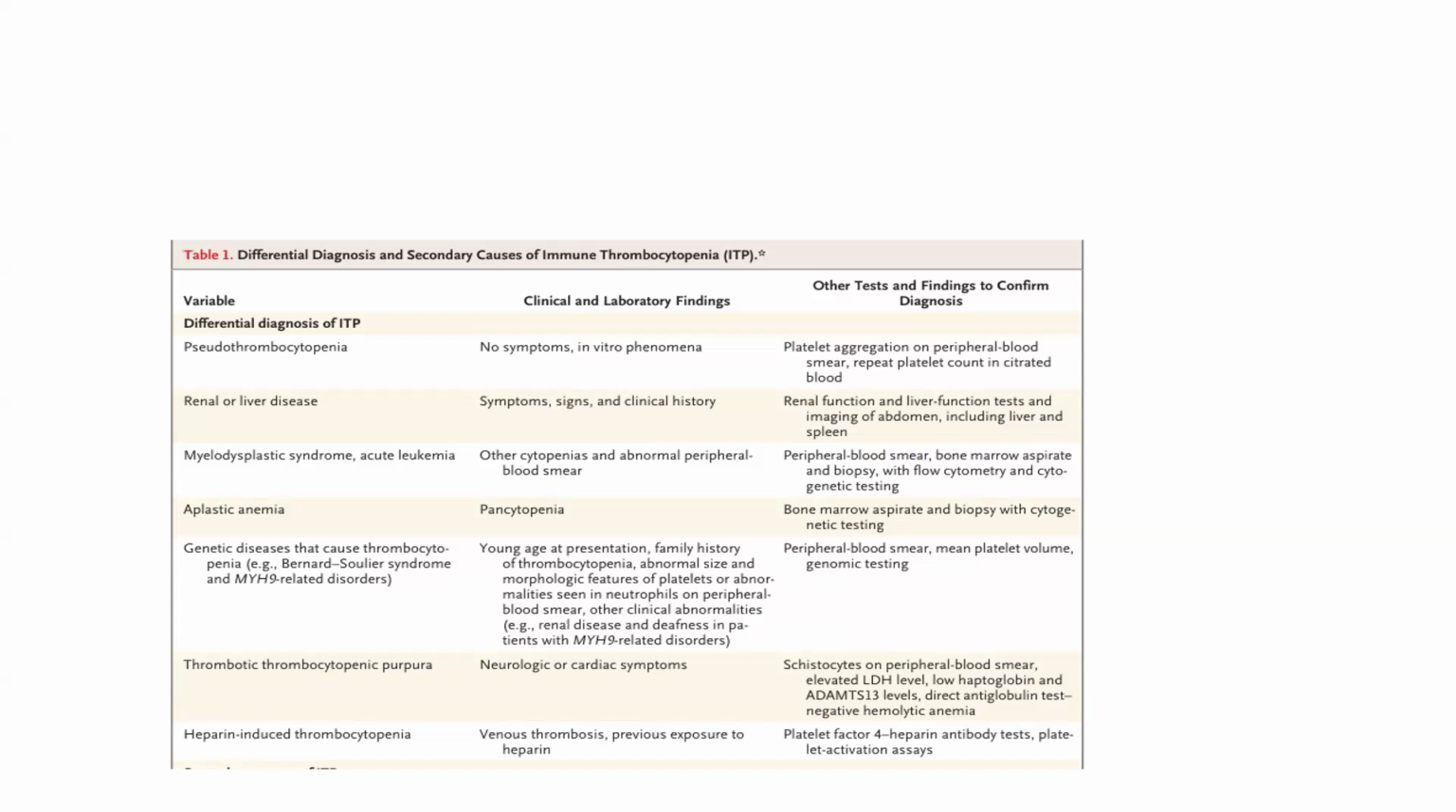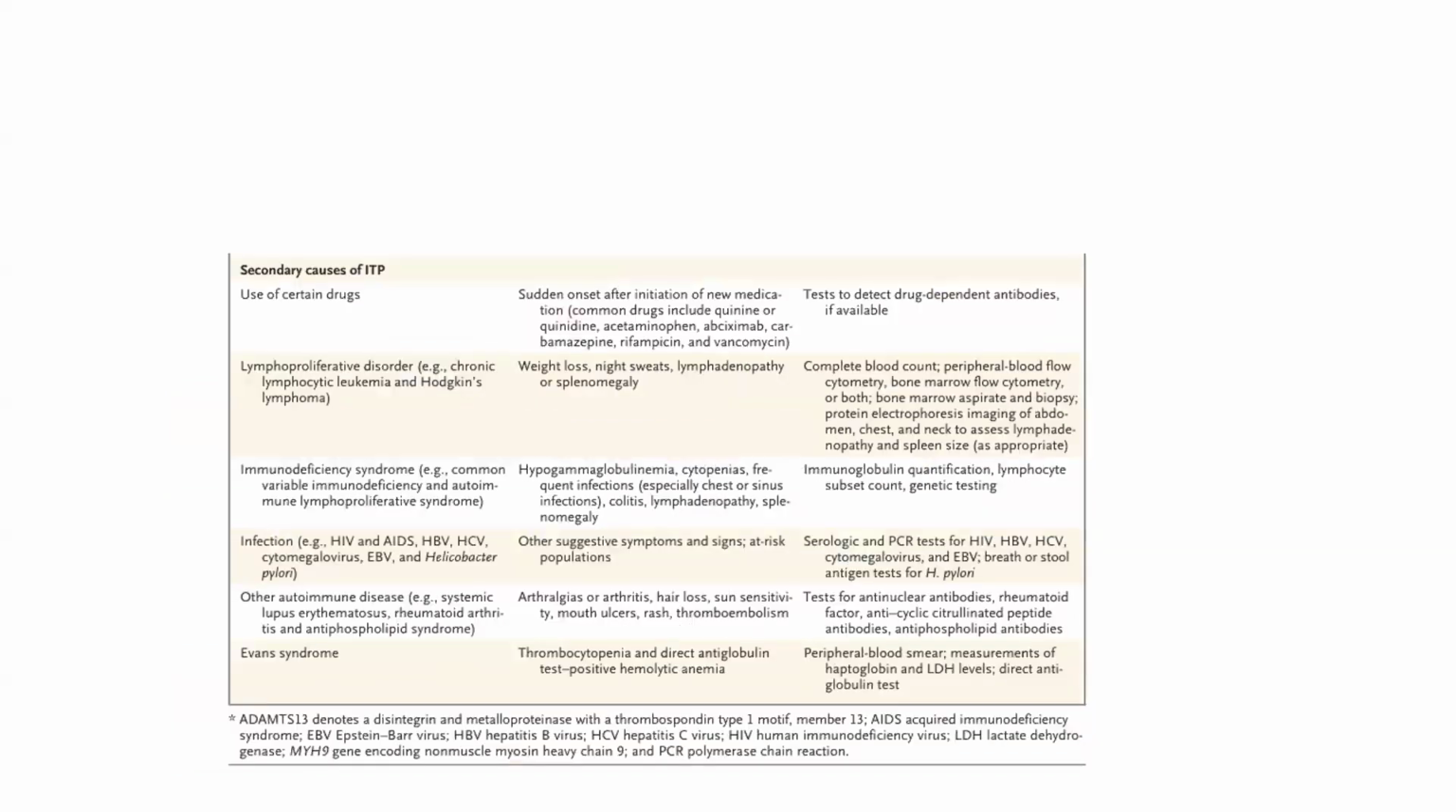Then heparin-induced thrombocytopenia. The clinical findings will be venous thrombosis and a previous history of heparin. The tests will be the platelet factor 4 heparin antibody test and the platelet activation assay. A secondary cause of ITP is the use of certain drugs, with sudden onset after initiation of a new medication. Common drugs include quinidine, acetaminophen, apixaban, carbamazepine, rifampicin, and vancomycin. Tests to detect drug-induced antibodies, if available.